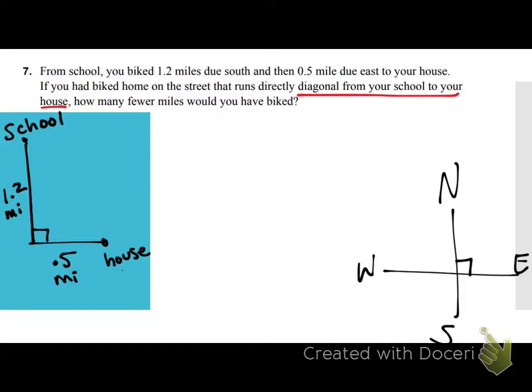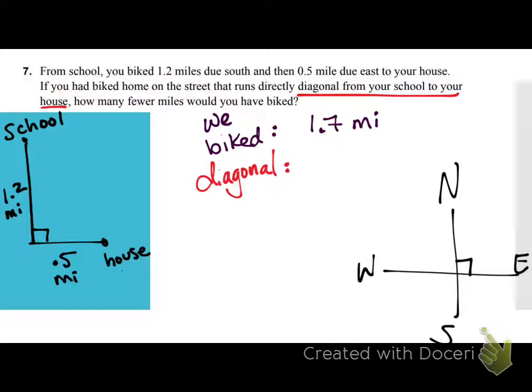So let's talk about this. How many miles did we bike in general? We biked 1.7 miles. Good, because we went 1.2 and then 0.5. We need to figure out what we would have biked if we would have biked the diagonal. Do we know the length of the diagonal? No. Can we find the length of the diagonal? Yes. What can we use to find the length of the diagonal? A squared plus b squared equals c squared. Good, the Pythagorean Theorem.